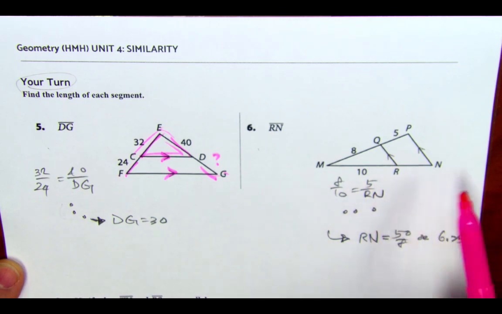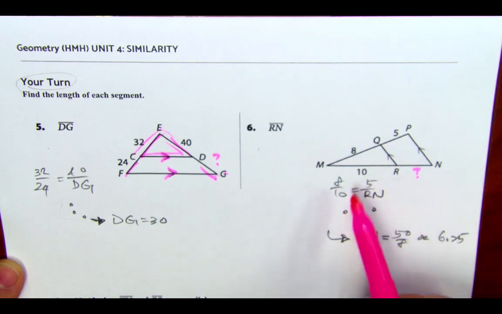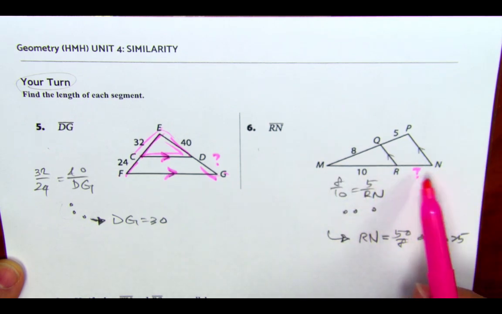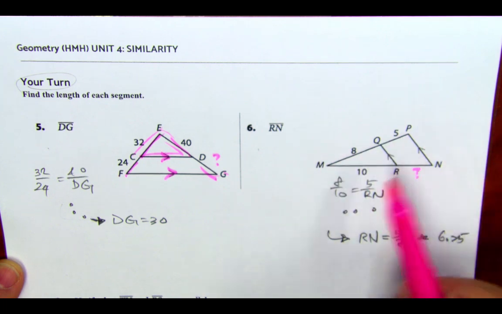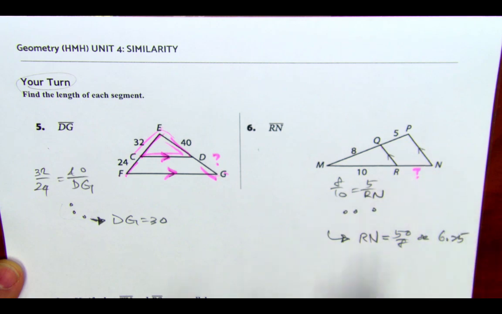And same thing over here, guys. This is the part that we're looking for. I wrote it a little bit differently. Normally, I would write 10 over RN is equal to 8 over 5. But you could actually go 8 over 10 is 5 over RN. So either one is okay. And it turns out to be RN is 50 over 8, or 6.25.